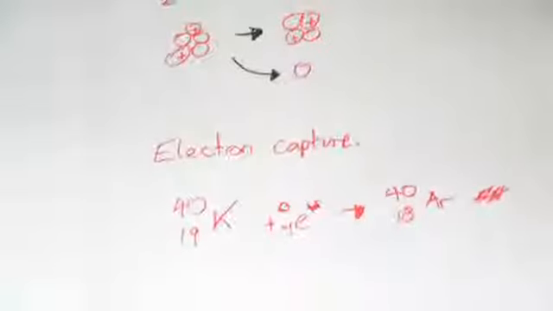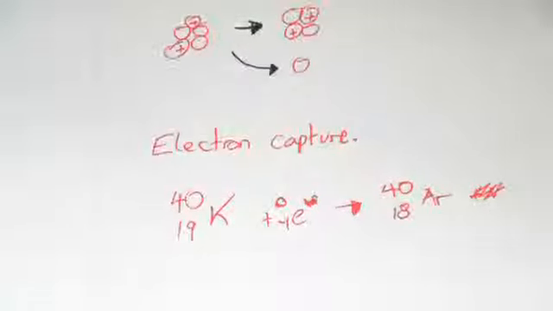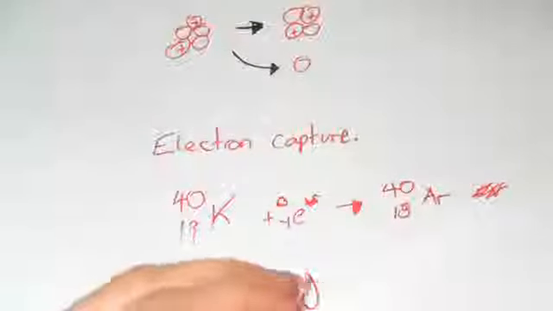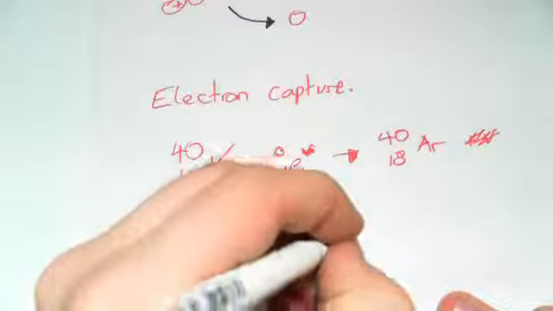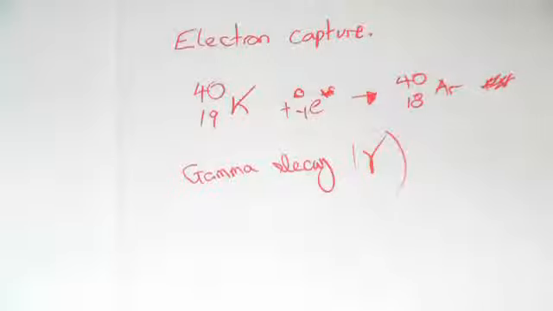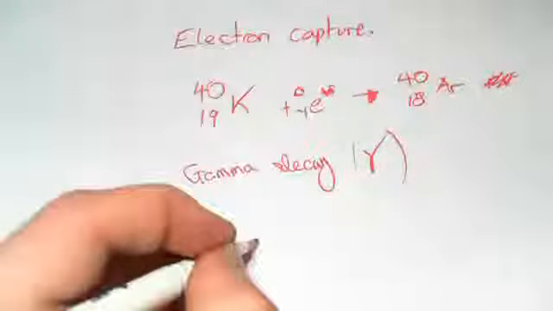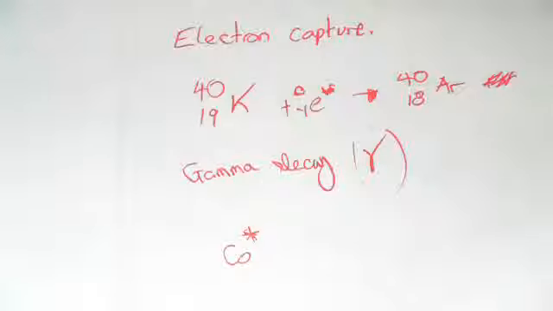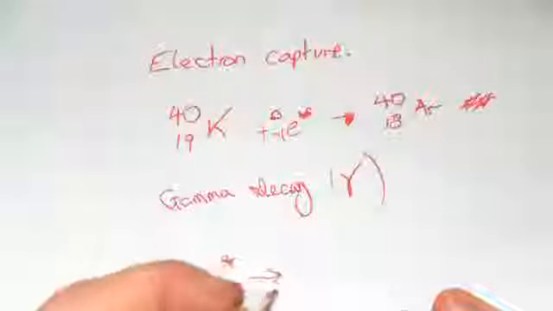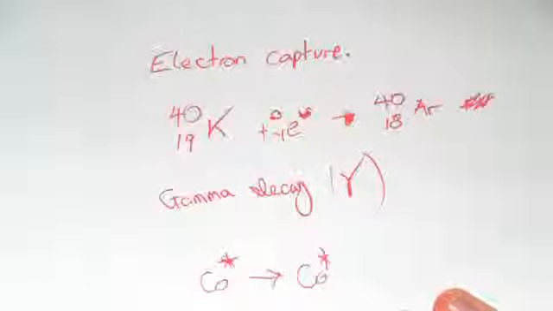One more to mention is gamma decay. You can write the Greek letter gamma, which I'm never very good at writing. What happens here is that you might have an excited nucleus, and you put a star to say it's excited. Often this happens after other radioactive decay. So you've beta decayed, then you've got your subatomic particles in an excited state. So when that happens, it goes down to an unexcited state.